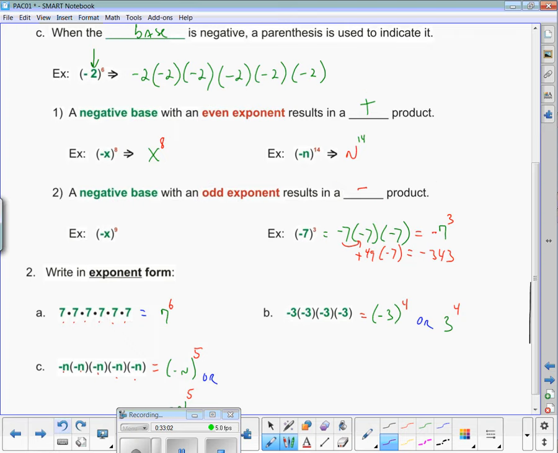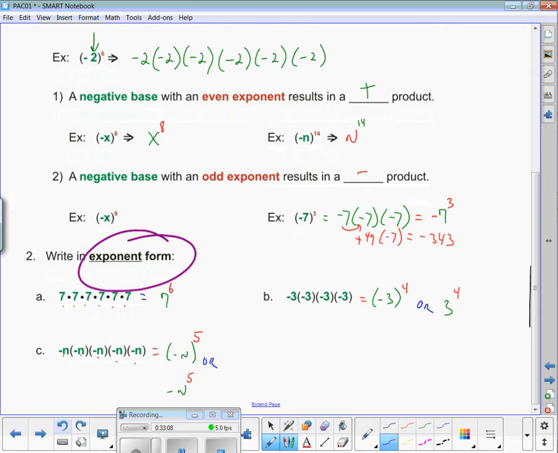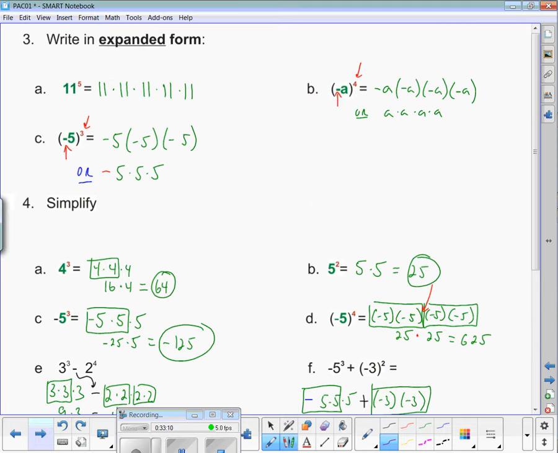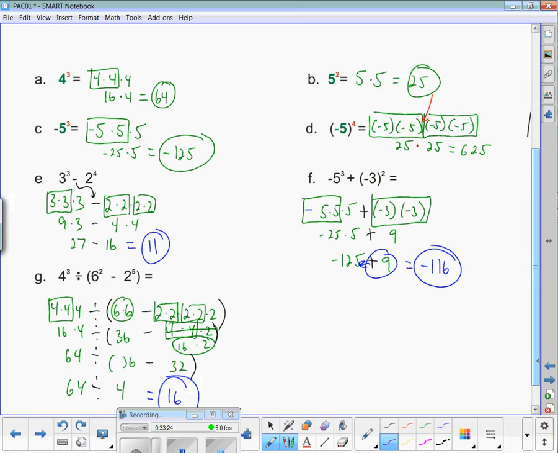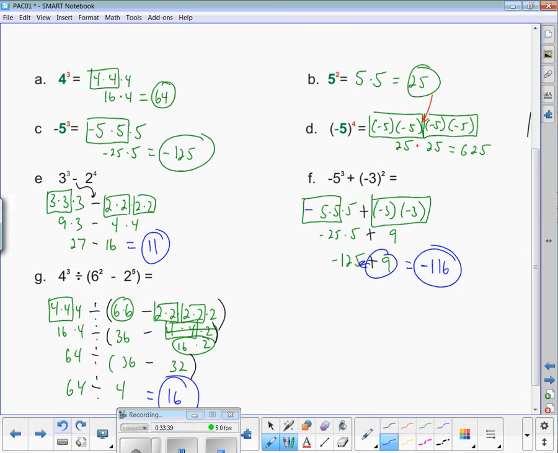What else did we talk about? Writing in exponent form. Pretty simplistic. We did some examples there. What did we do next? We wrote in expanded form. What is expanded form? Write the whole thing out. We did some examples there. Then we did some simplification, some compound problems, right? First few were pretty simplistic. Then we got into stuff like this and like that. Now, again, you won't get many of those, but one here or there to get the idea down. And compound problems, just take them a piece at a time.